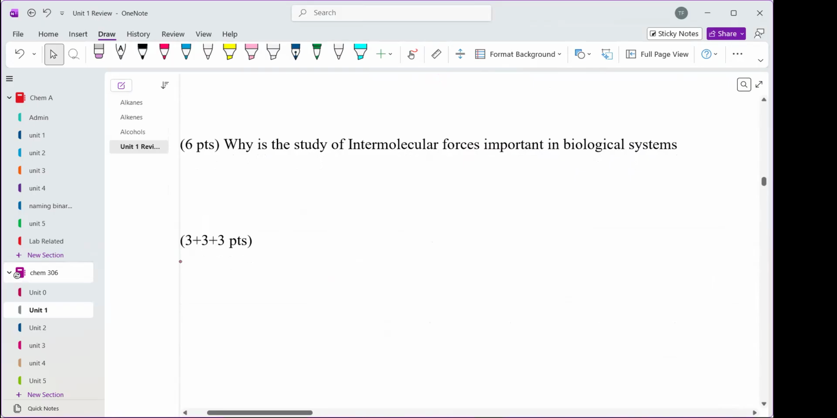Why is the study of intermolecular forces important in biological systems? Because biological systems are extremely complex, number 1. Number 2, because of the nature of the molecules, they're susceptible to the intermolecular forces. In other words, you look at DNA. DNA has 4 different bases, and they have 2 points or 3 points where they line up. And that's strictly intermolecular forces. They're hydrogen bonding there.